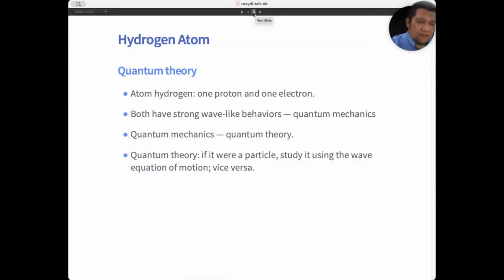Now we discuss the second topic, the hydrogen atom. The hydrogen atom consists of one proton and one electron. These two particles have wave-like properties, so we must study them using quantum mechanics. Quantum mechanics is based on quantum theory. Quantum theory is as simple as this. If it were a particle, study it using the wave equation of motion, and vice versa.